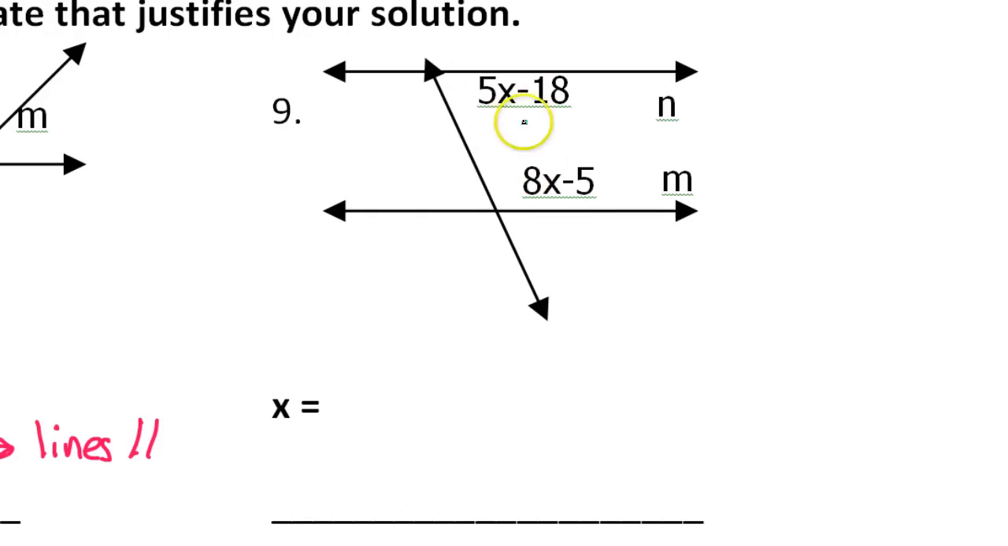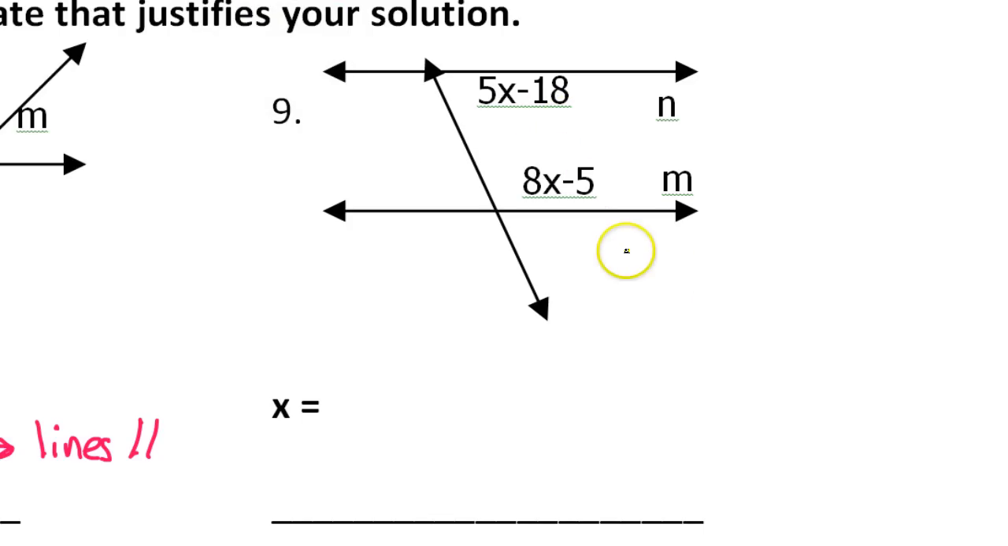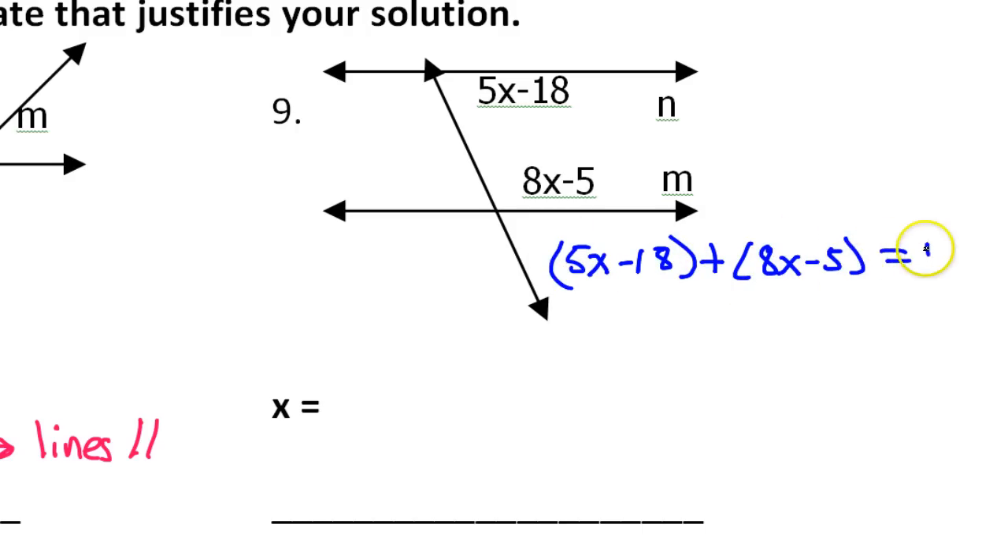Now these are consecutive interior angles, and for these lines to be parallel, they need to be supplementary. So once again I'm going to solve an equation, but this time I'm not going to just set these equal to each other. I'm going to make sure that they add up to 180. So I'm going to do something like this: 5x minus 18, plus 8x minus 5 should equal 180.